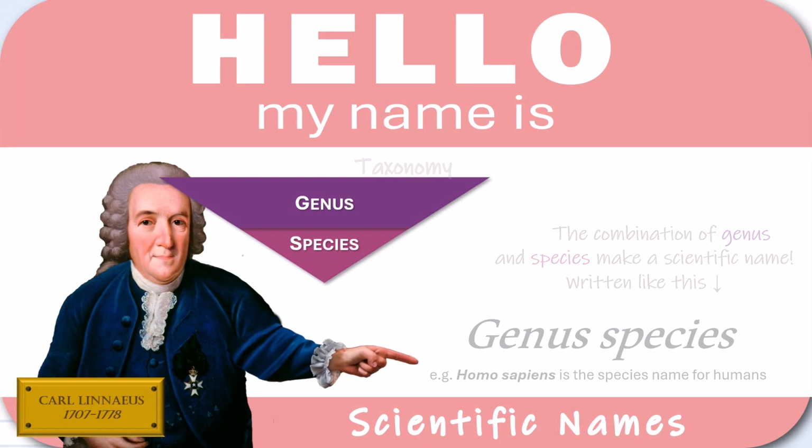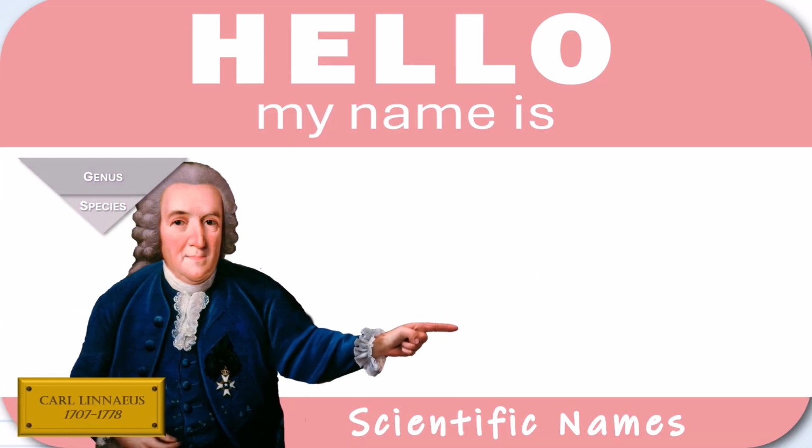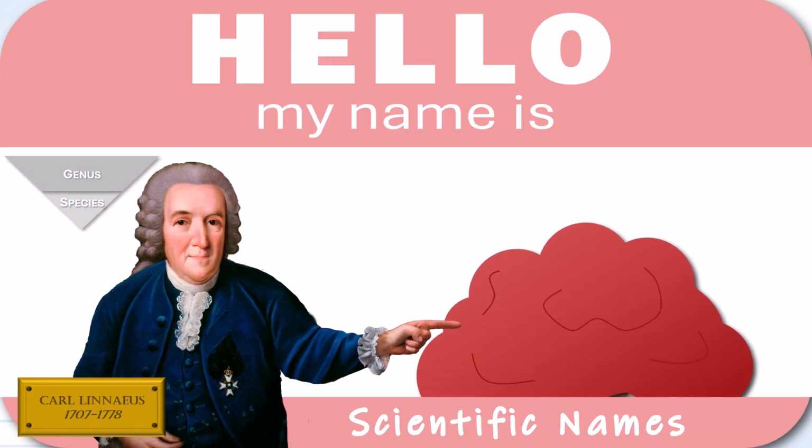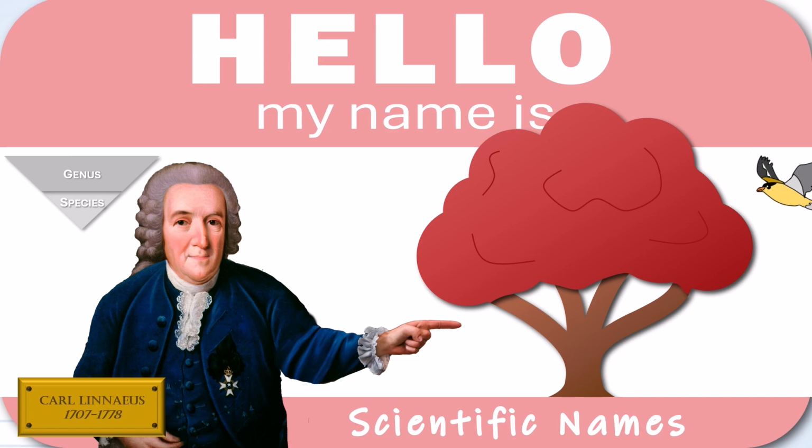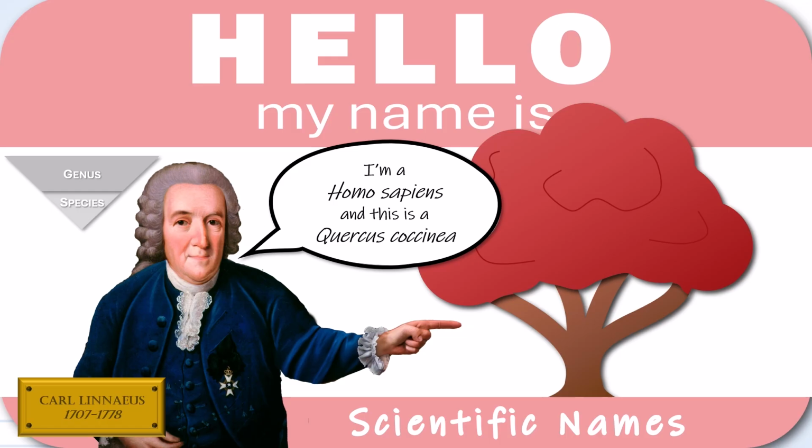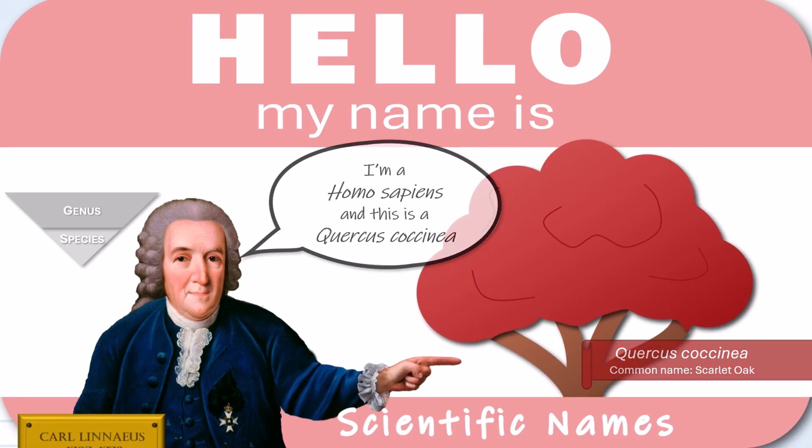For example, if your neighbor tells you that they love watching birds in the red oak tree in their backyard, you might not know exactly what species they're talking about. Several of the oak species in New Jersey can be classified as red oak. But if your neighbor instead uses the scientific name, Quercus coccinea, you might look at them a little funny, but now you know exactly which species they're talking about.